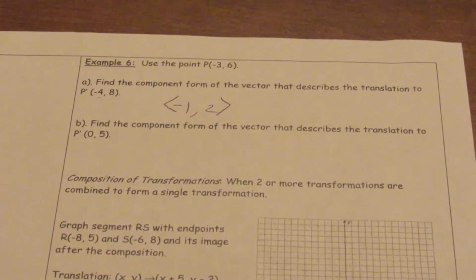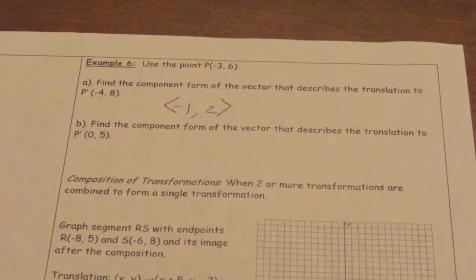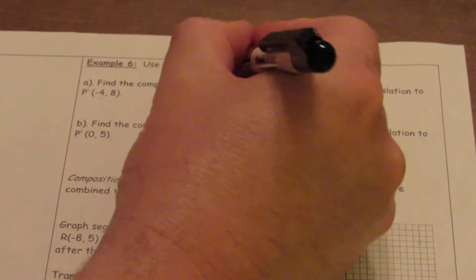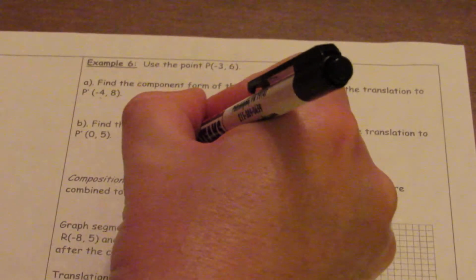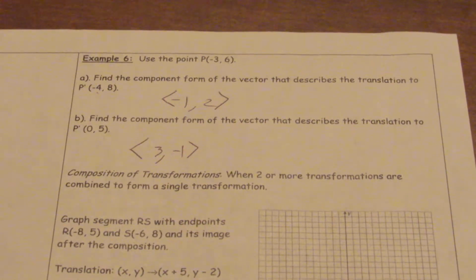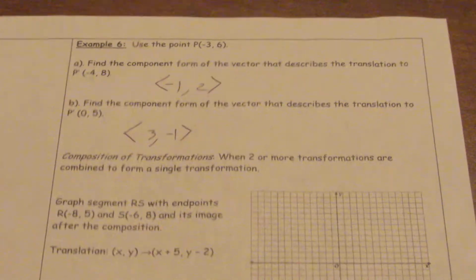B, find the component form of the vector that describes the translation to 0, 5. So I'm starting at the same spot. -3 to 0, I'm adding 3. 6 to 5, I'm subtracting 1. So that would be my component form.